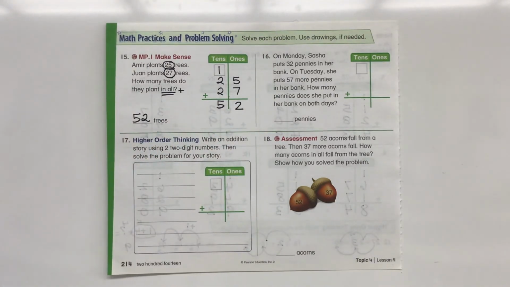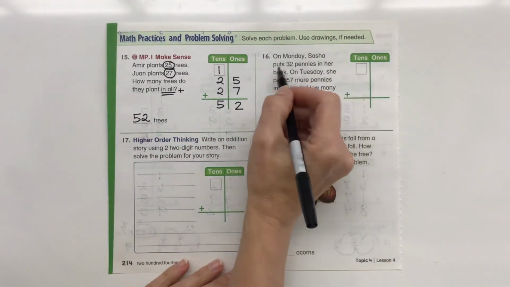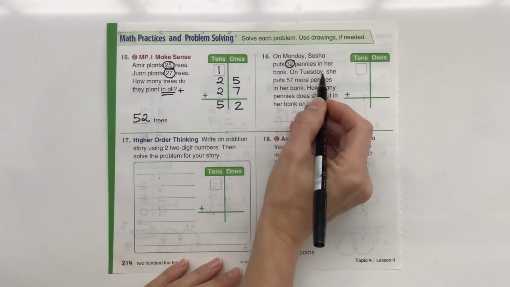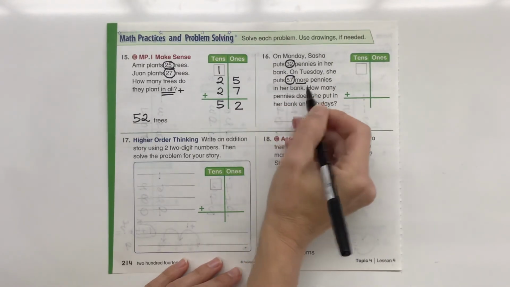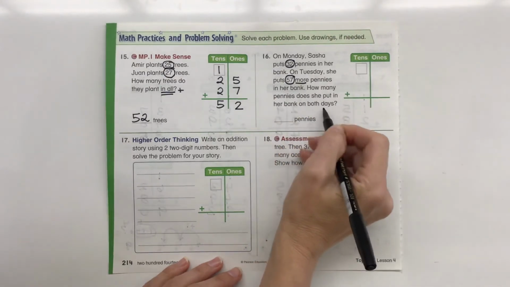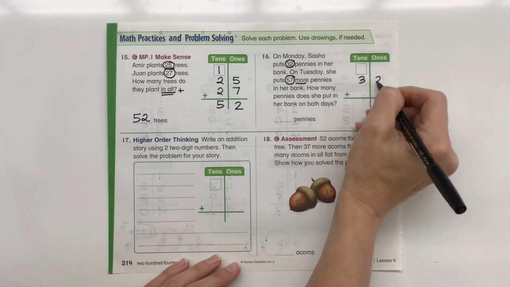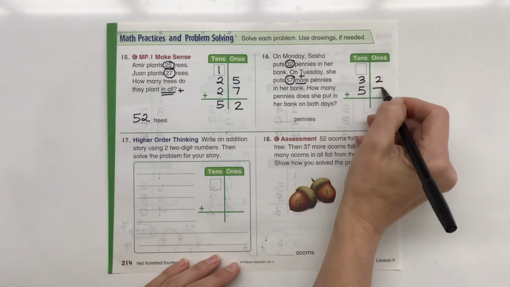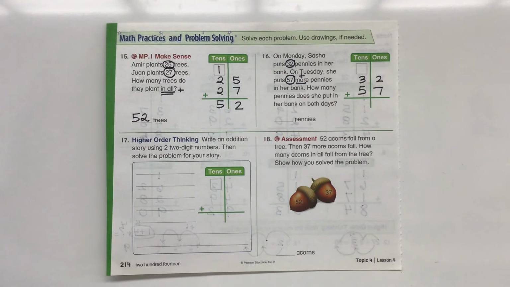All right, let's take a look at number 16. On Monday, Sasha puts 32 pennies in her bank. On Tuesday, she puts 57 more pennies in her bank. How many pennies does she put in her bank on both days? So we have 32 the first day and 57 more lets us know we're adding on the second day. So let's see how many she puts in on both days.